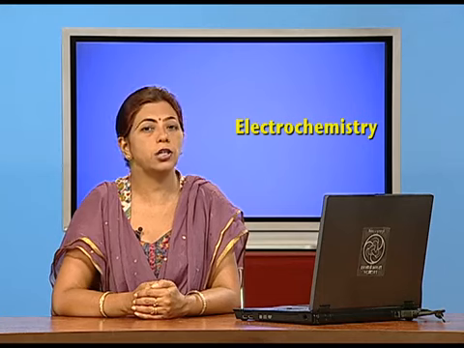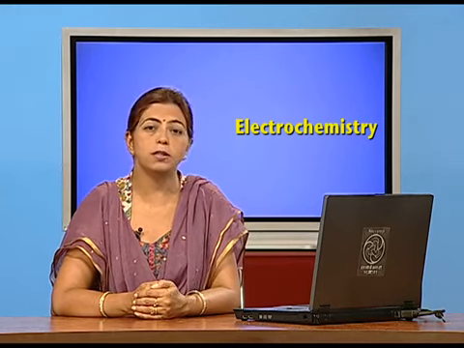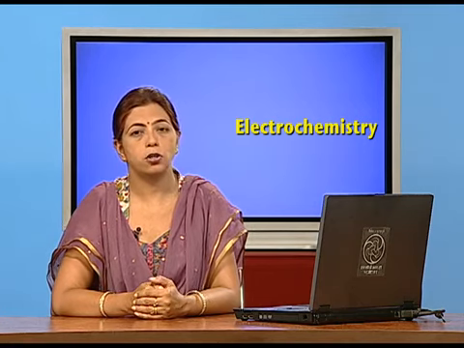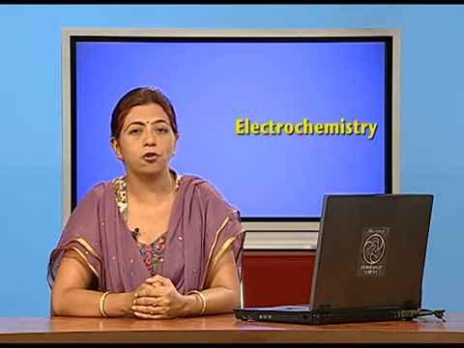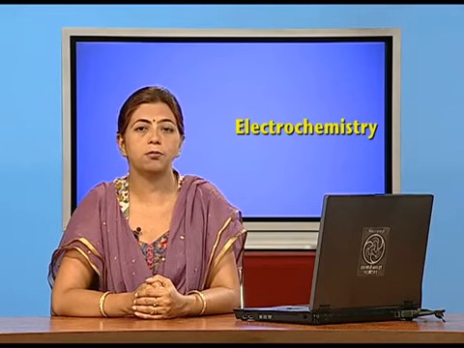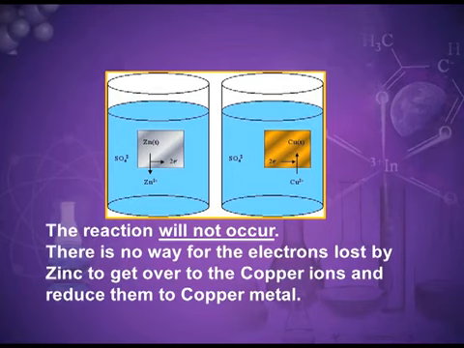We need to connect these two cells so that the 2 electrons which are lost by the zinc metal atom can pass to the copper ions so that they can gain those 2 electrons. So we need to connect them and we will connect them through an insulating wire. Unless or until they are connected, the reaction will not occur because there is no way for the electrons lost by the zinc to get over to the copper ions and reduce them to the copper metal.